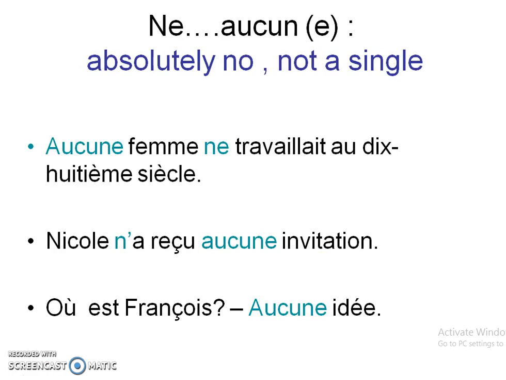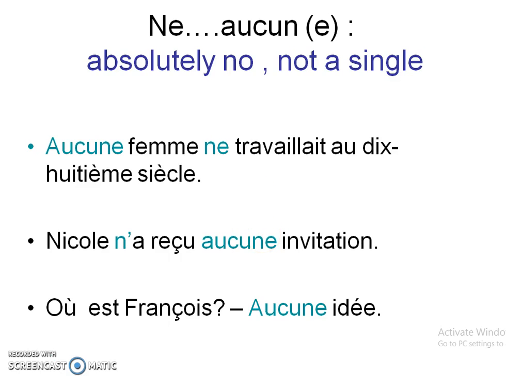Ne aucune, absolutely no or not a single. Aucune femme ne travaillait au 18e siècle. Not a single woman worked in the 18th century. Not a single, which is aucune, is placed at the beginning of the sentence, and to complete the negation, we place ne before the conjugated verb. Nicole n'a reçu aucune invitation. Nicole did not receive any invitation. Or Nicole received absolutely no invitation.